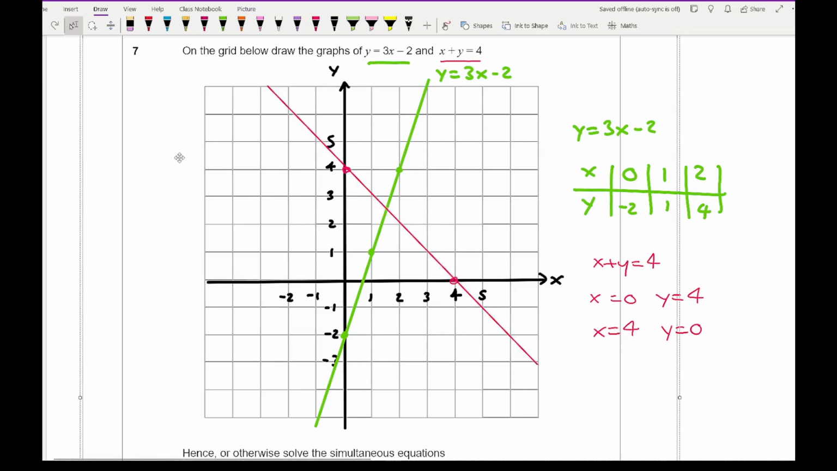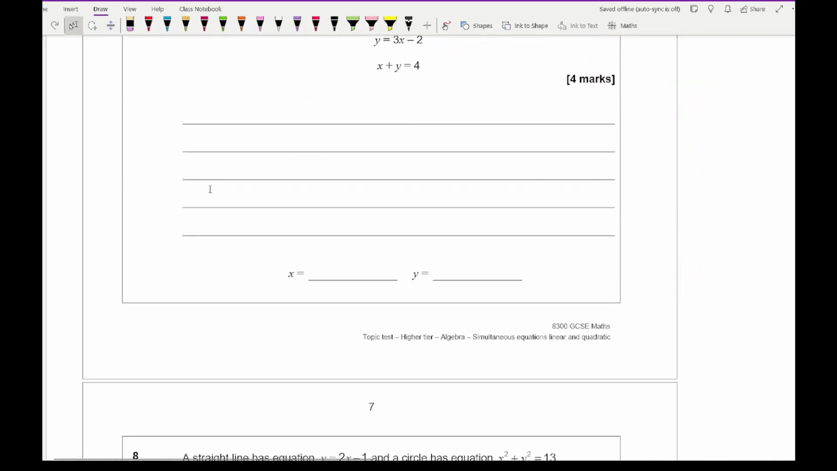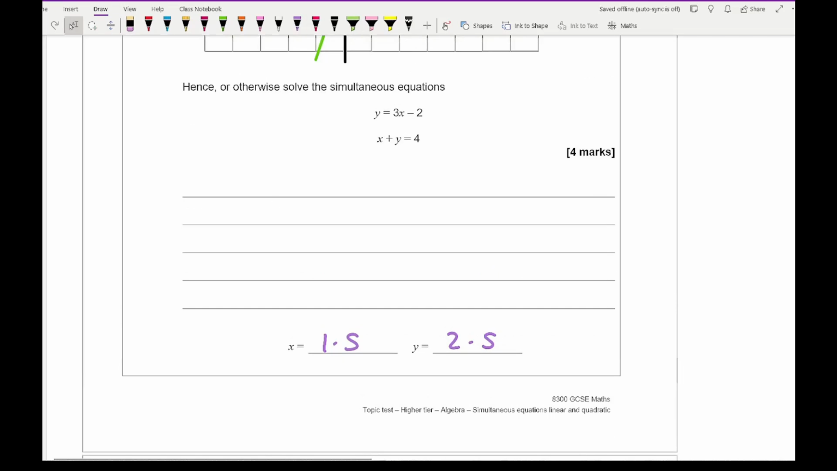Like so. And so all I then need to do is write down the coordinates of this point here, which look like 1.5 and 2.5. So 1.5 and 2.5.